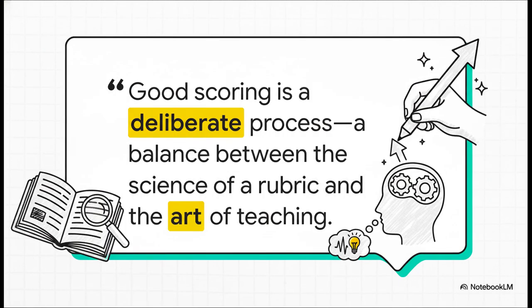So in the end, you can see that good scoring is so much more than just circling mistakes with a red pen. It's this really cool blend, right? It's part science with a structured, clear rubric, but it's also part art, the art of being a great teacher. It's about building a system that isn't just fair, but one that gives learners the clear, meaningful feedback they actually need to get better. And isn't that what it's all about?